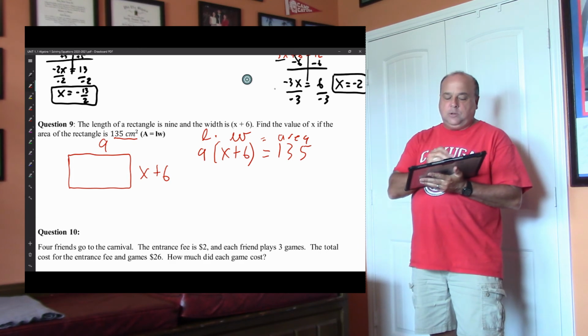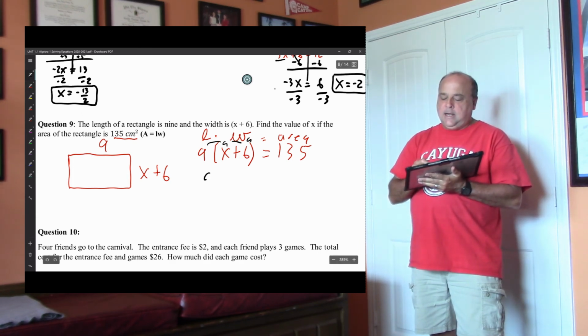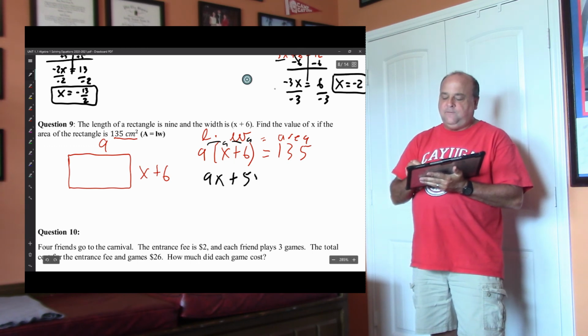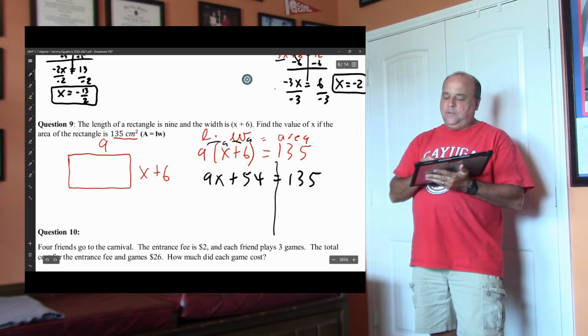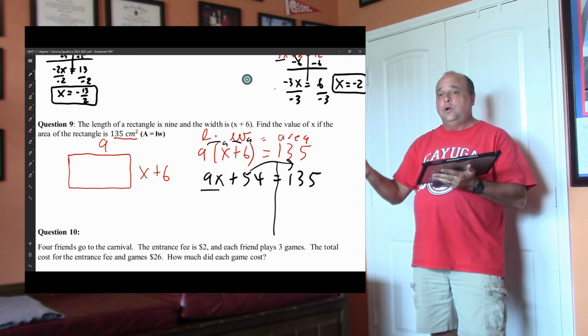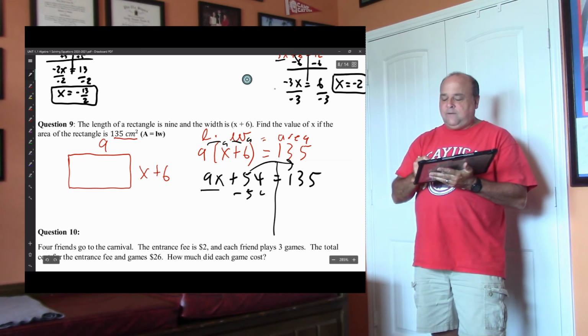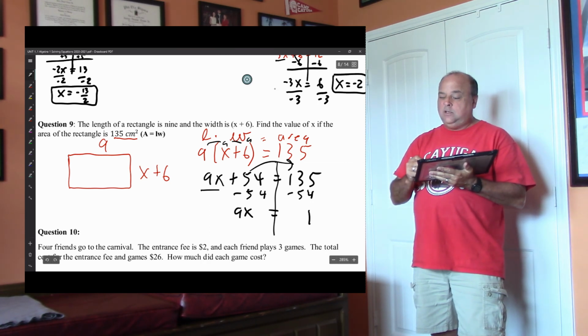So I'm going to distribute the 9. I'm going to get 9x plus 54 equals 135. Draw a bar. The x is on the left. The numbers go to the right, don't they? Doing the same thing over and over. Now then, we're going to subtract 54. The 9x drops. 135 minus 54 is 81.